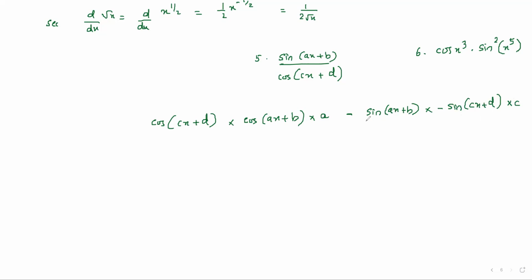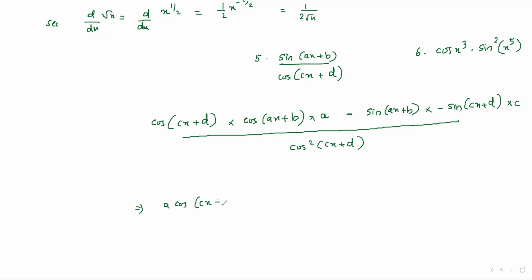Minus sin(cx + d) into c. So that is the second part of the numerator, divided by the denominator squared, which is cos squared(cx + d). So it's clear. So what do we get here? a cos(cx + d) into cos(ax + b).